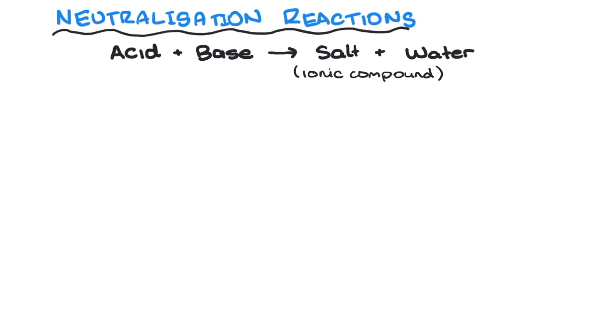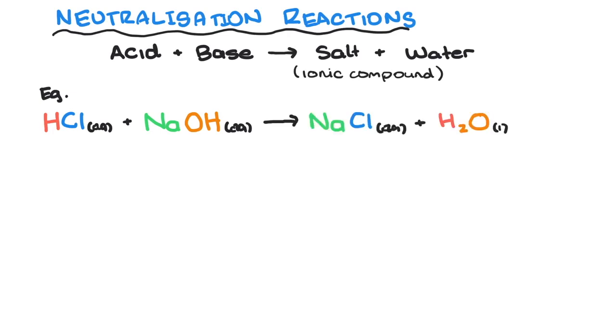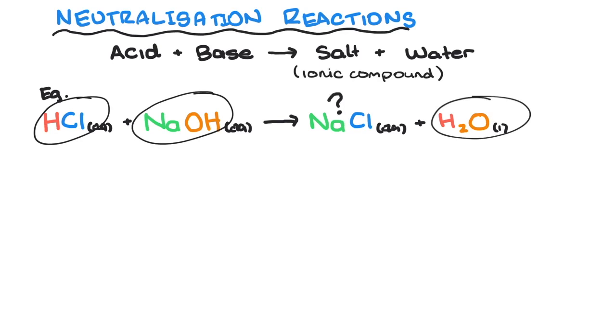So a typical acid-base reaction is hydrochloric acid and sodium hydroxide, which produces sodium chloride and water. Now, one of the questions commonly asked is, how do you know what the products will be? Well, for one thing, if it involves an acid and a base, you should already know it's going to produce water. But what about the salt?